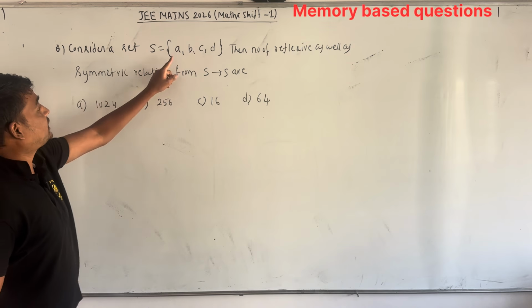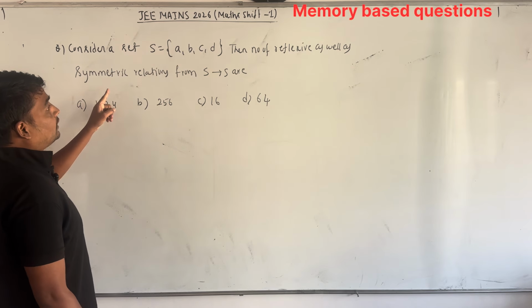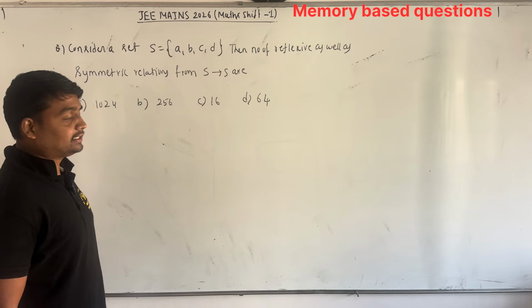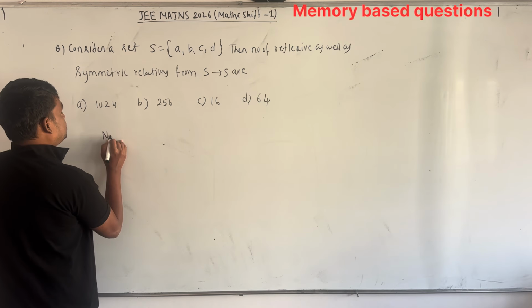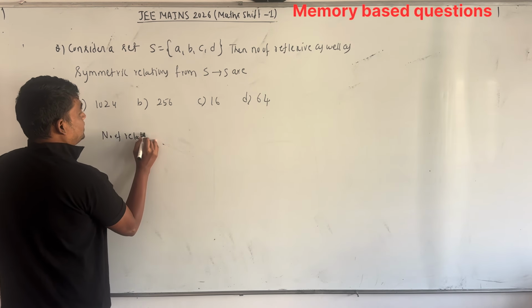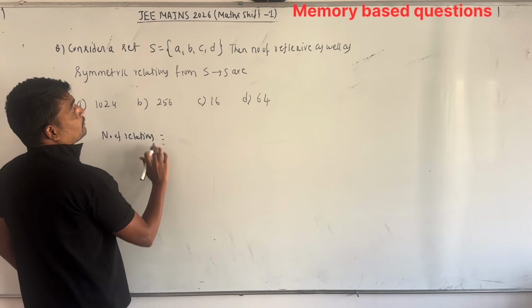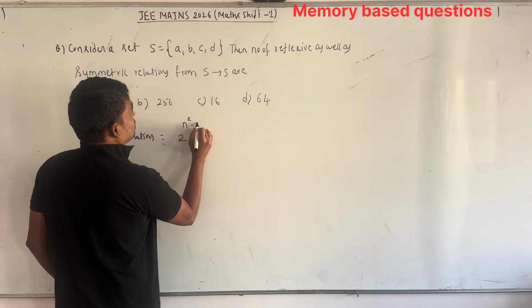Consider a set S equal to {a, b, c}. The number of reflexive as well as symmetric relations from x to x. So what is the formula for this? The number of relations that are symmetric as well as reflexive. For the formula we have 2 power (n squared minus n) by 2.